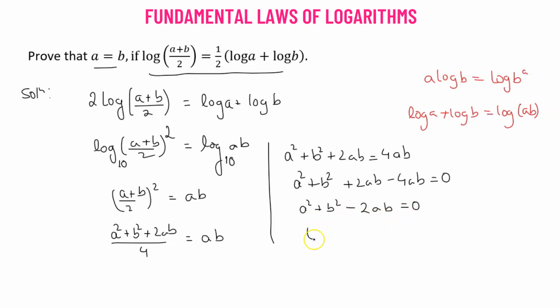Now this is an identity, which is (a minus b) whole squared. So this equals 0. So if we have (a minus b) whole squared equals 0, we can also say a minus b equals 0, and this implies that a is equal to b. So we have successfully proved that a will be equal to b if this particular logarithmic equation is true.